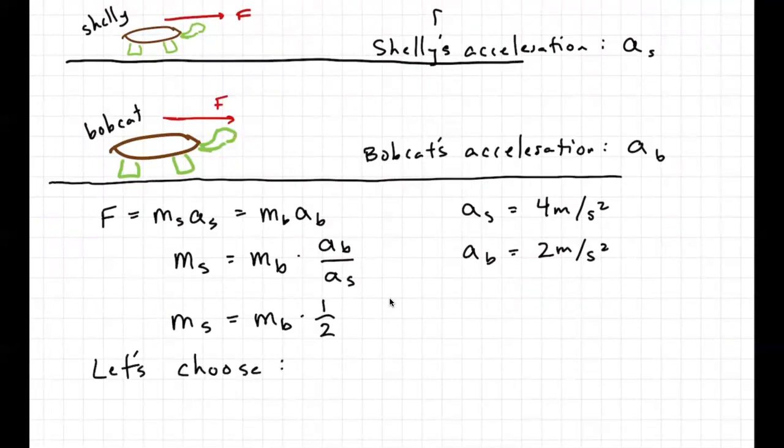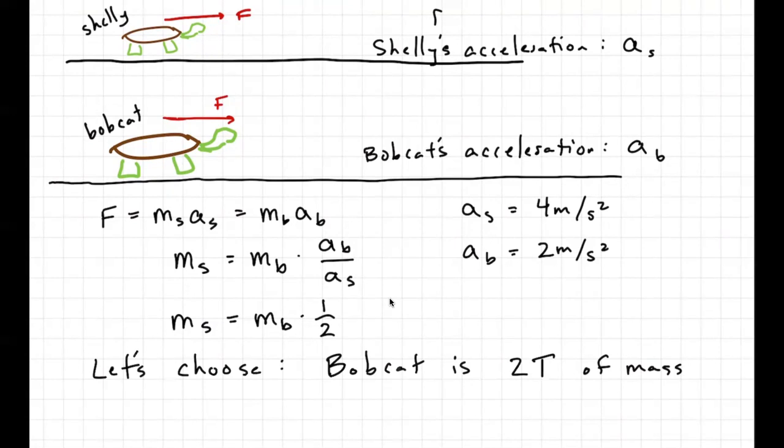Let's say that Bobcat is 2 turtles of mass. So I've just chosen a unit. I've said that Bobcat is 2 turtles of mass. Okay, just by definition, I've said that. I've established that as my unit. Now Bobcat is my reference, and he's 2 turtles. Or she's 2 turtles, I think.